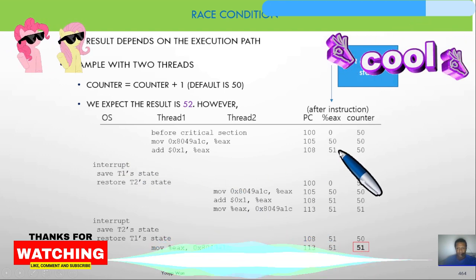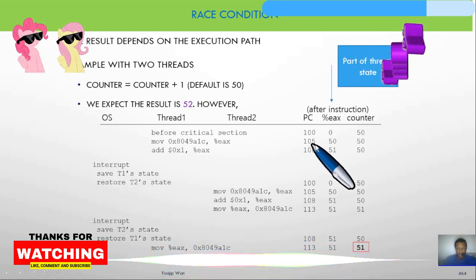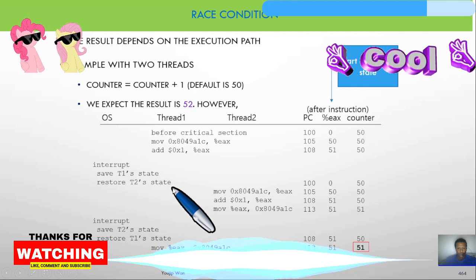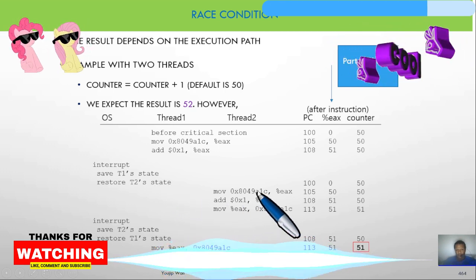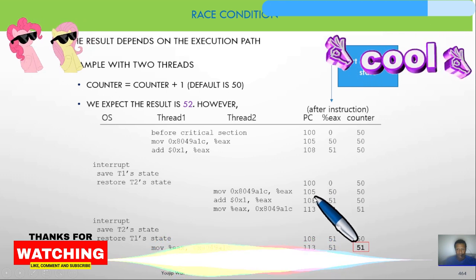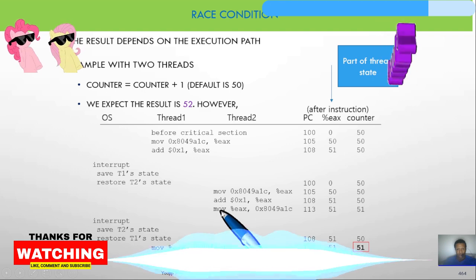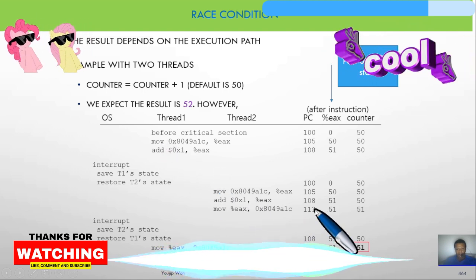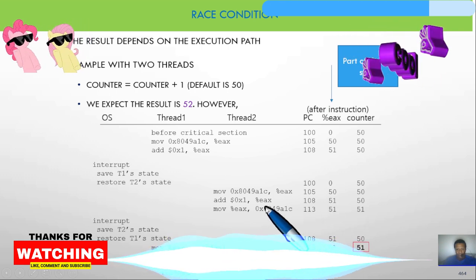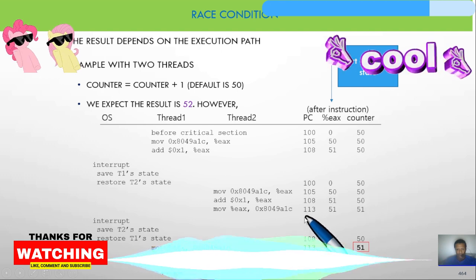Then in this condition, 51, an interrupt happens, so the T1 state will be saved and the T2 state restored. So this will be T2. As you can see, 100, 105, 108 is the same. Then 5 will be added for the move, 5 bytes, and this one is 50 and 51. So as you can see, in the move the counter is 51, no change.